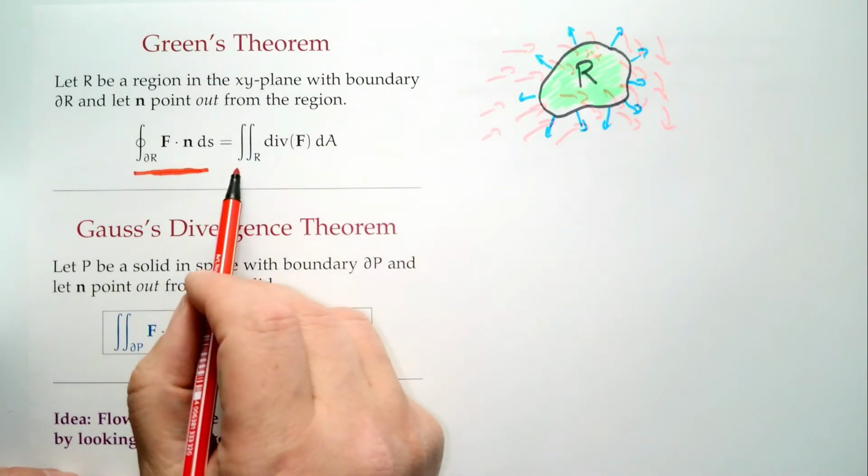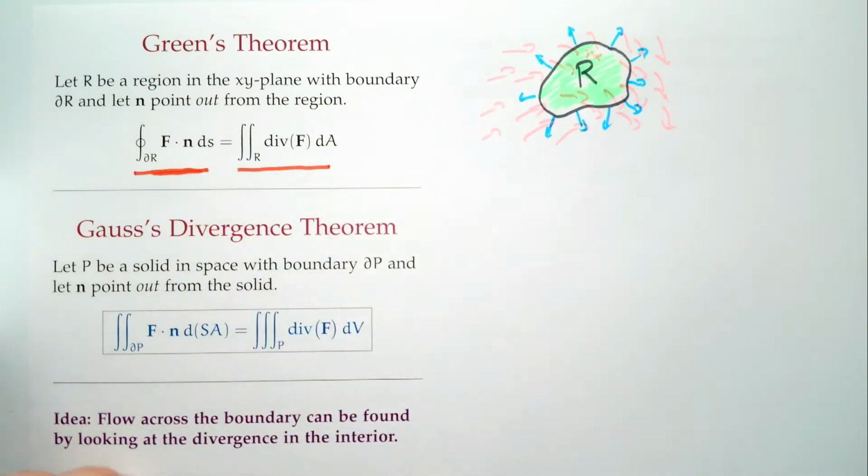Turns out we can relate it to something happening on the inside. If I want to know what's happening at the boundary, as far as what's coming in and out, I say, well, look on the inside at the divergence. And divergence is essentially the idea of saying, what's happening locally? Is it compressing or expanding? And so if you know either one, you know the other.